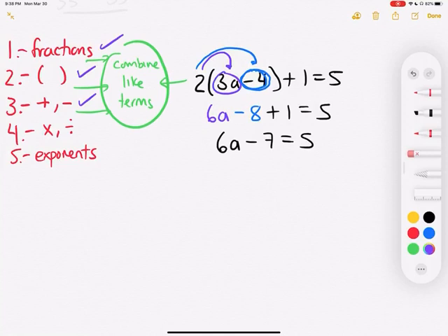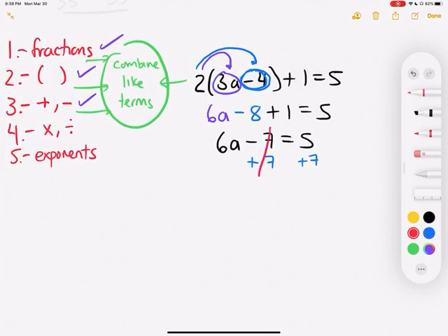I have to use the opposite operation. So the opposite operation of negative 7 is going to be positive 7, or plus 7. Now, if I add 7 to the left side of the equation, I also have to add 7 to the right side of the equation. Okay, so the 7s are going to cancel out on the left.